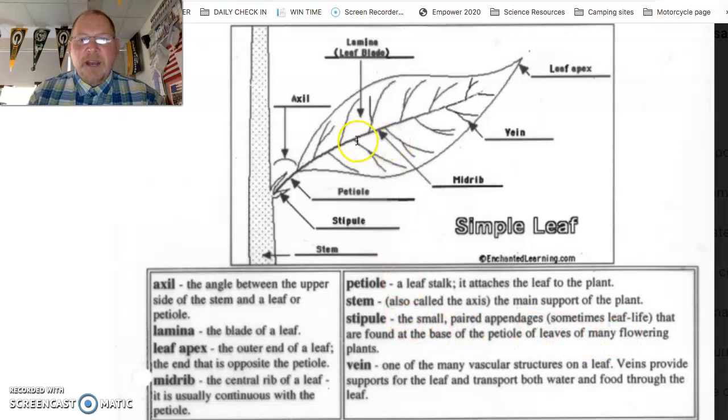And lastly, we have the veins. It's one of the many vascular bundles of the leaf. Veins provide support and transport both water and food through the leaf.